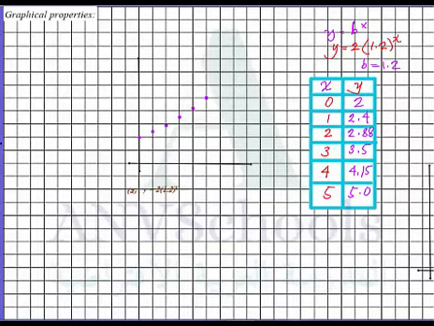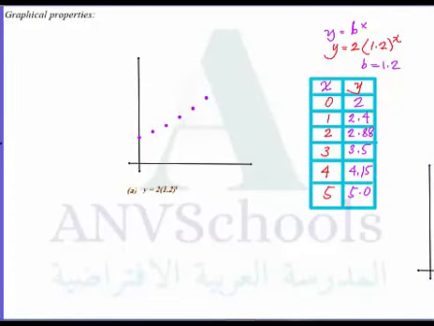So let's connect all of the points. Get rid of this grid and connect all of the points. I would love to connect it from here. Okay, so I have this graph.